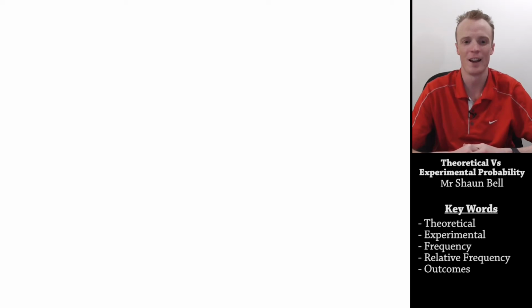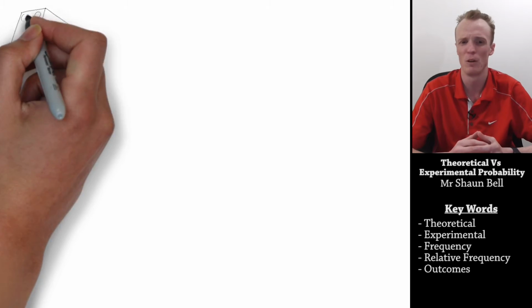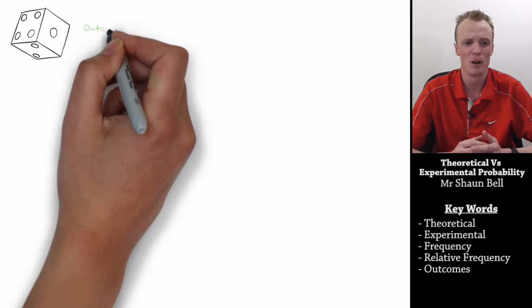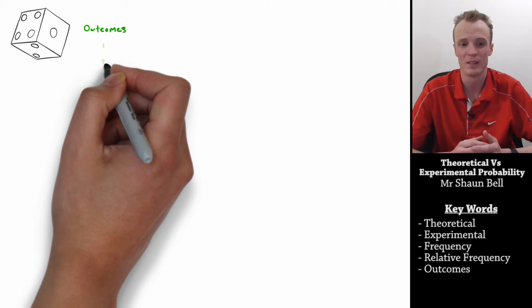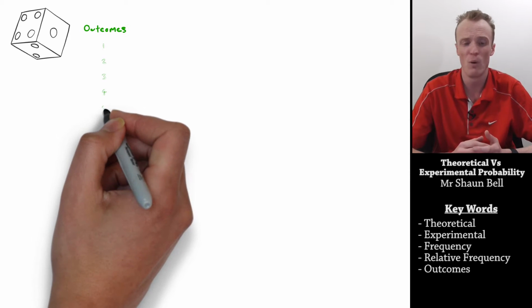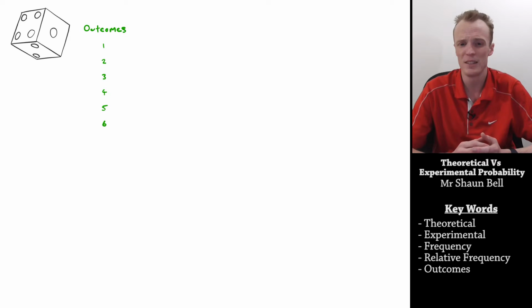Today we're going to discuss the differences between theoretical and experimental probability. First, let's consider the probabilities associated with rolling a normal six-sided die. Well, the outcomes of rolling this die just once are a 1, a 2, a 3, a 4, a 5 or a 6. And each of these outcomes we are going to assume to be equally likely to occur.